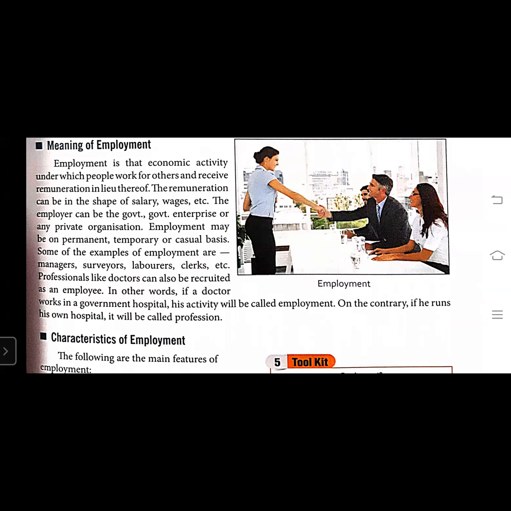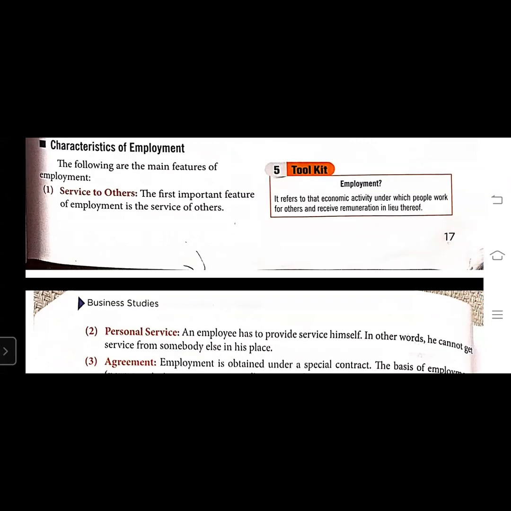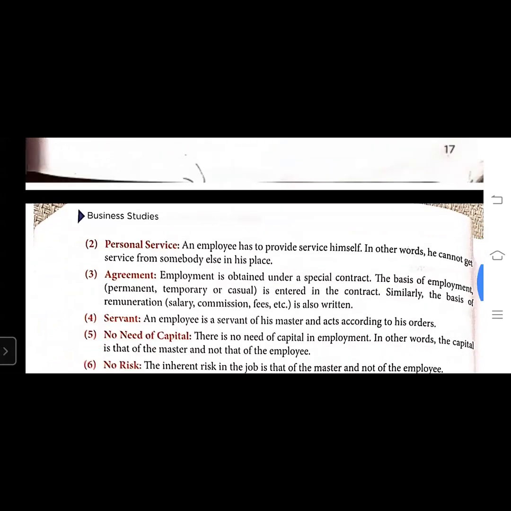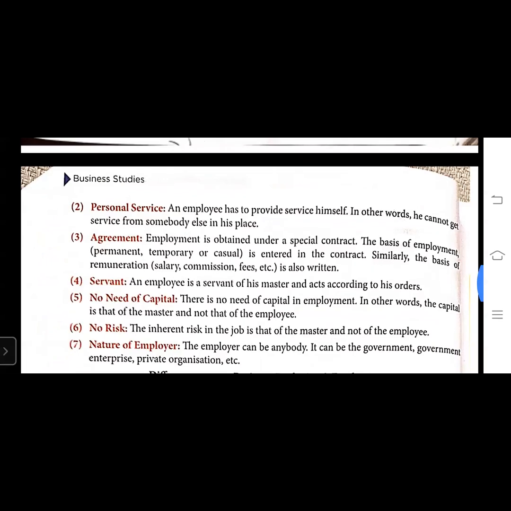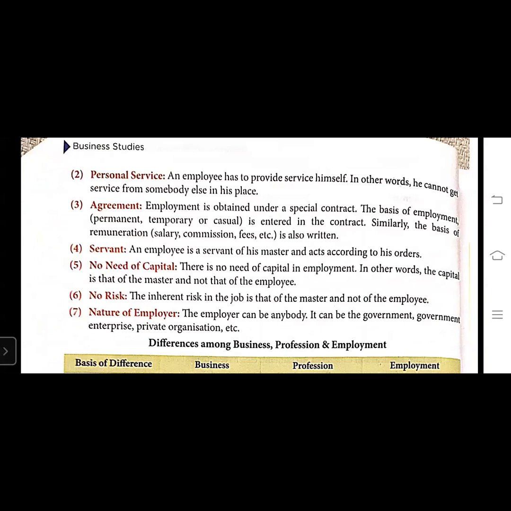Characteristics of employment. First is service to others. The first important feature: employment is service to others. When you work under someone else, you work for them. Second is personal service. An employee has to provide the service himself. In other words, he cannot get service from somebody else in his place, otherwise it will not be employment.